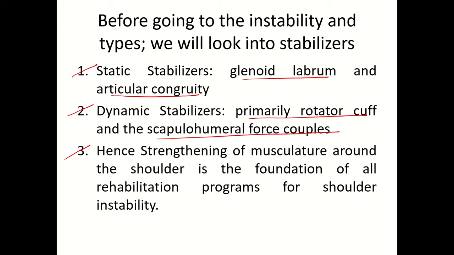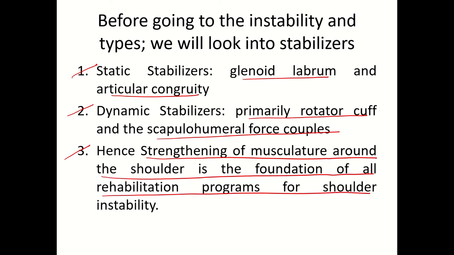Third point, very important point: strengthening of the musculature around the shoulder is the foundation of the rehabilitation program for shoulder instability, because we need to focus on the primary rotator cuff. The rotator cuff is going to control the humeral head movement. Whenever you move the shoulder, it is going to keep the humeral head centrally within the glenoid fossa.